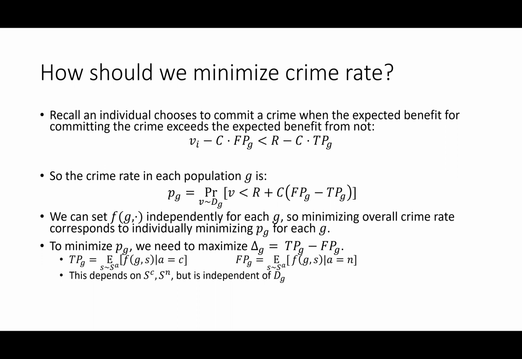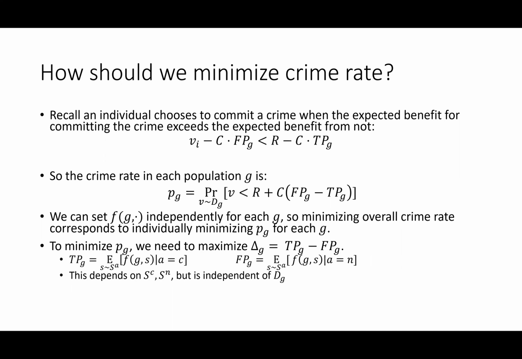Or equivalently, what we want to do is maximize the disincentive for committing crime. We want to maximize this quantity delta G, which is just the difference between the true positive rate on population G and the false positive rate. Right, this is your disincentive for committing crime, because it's the difference in probability that you are punished if you do commit the crime compared to if you don't.